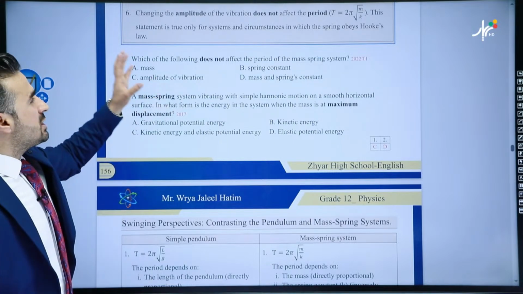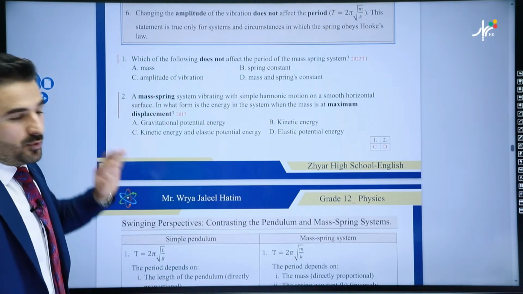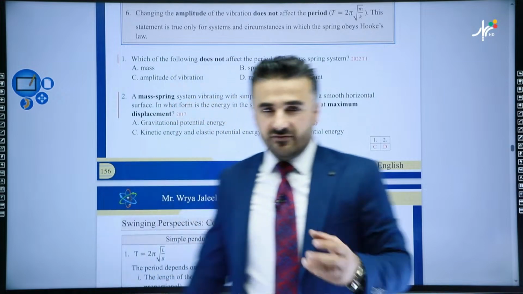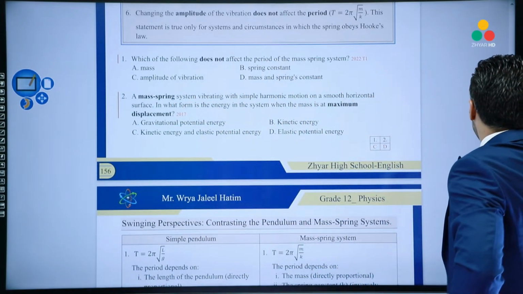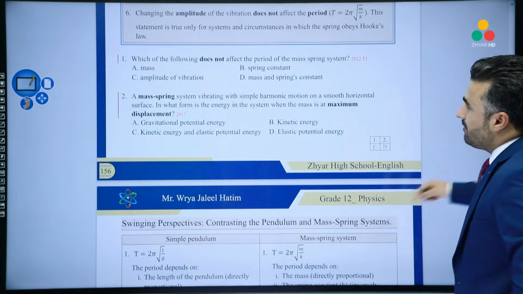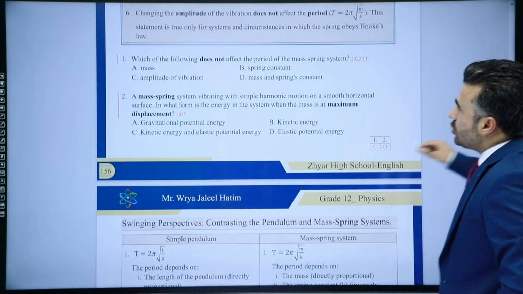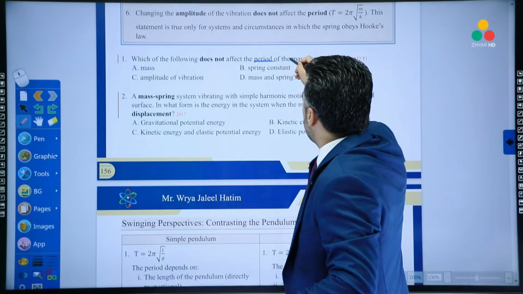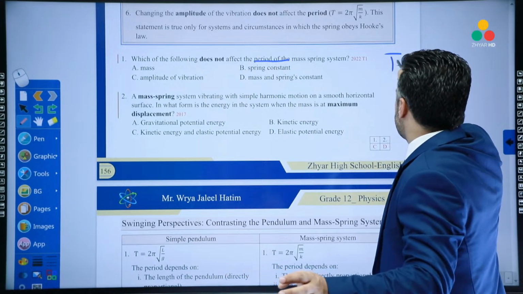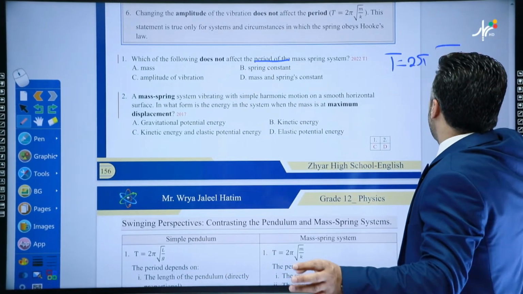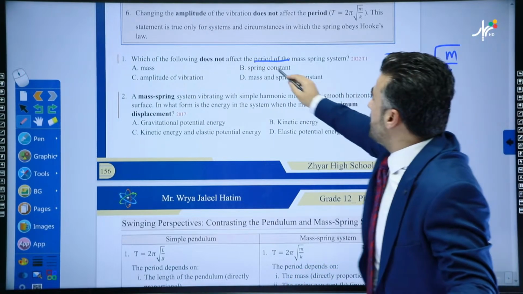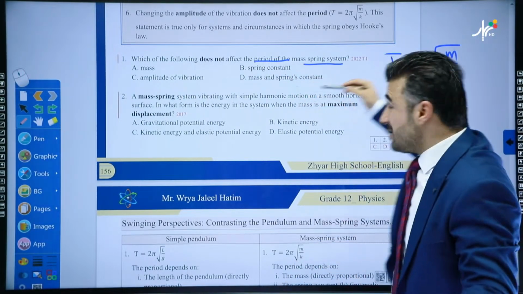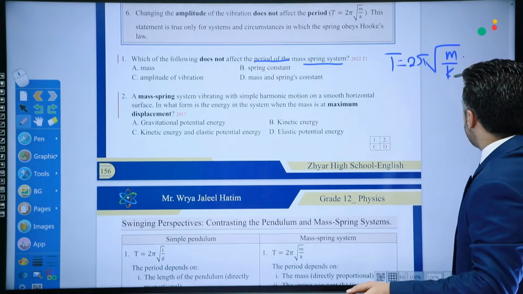Which of the following does not affect the period of the mass spring system? Remember this: whenever you've got questions like this, always write down the equation. This one asks which one affects the period of a mass spring system. For the period of a mass spring system, you know that T equals 2 pi times the square root of m over k. Why? Because it says mass spring system, so we have mass over the spring constant.